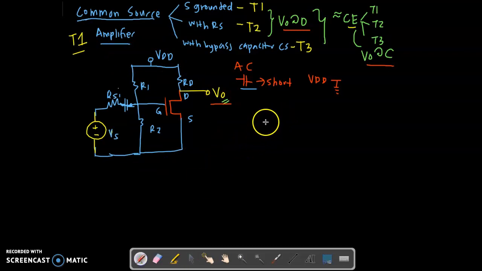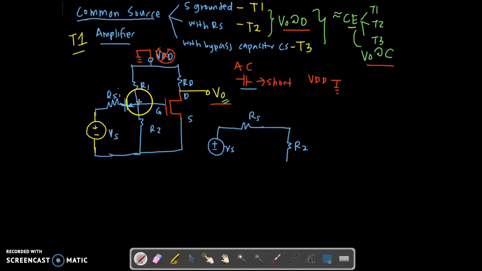Okay, so how do we transform this circuit to the AC equivalent? Your capacitor will be shorted. Let's start to draw from your VS. This will be your input. You have your RS, and then your capacitor will be shorted. Now here you will have R2. So what will happen to your VDD here? Your VDD will be gone, right? And then it will be grounded at the top.